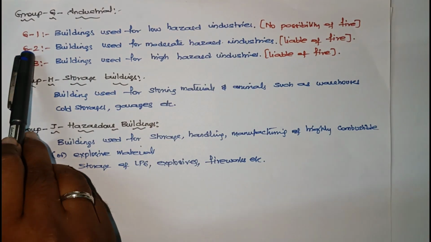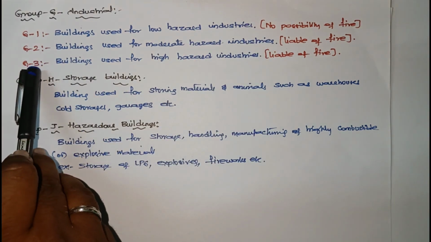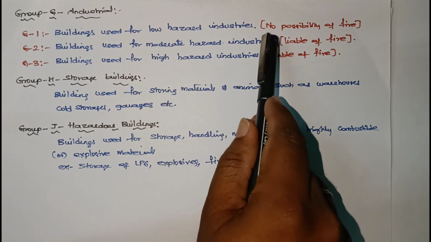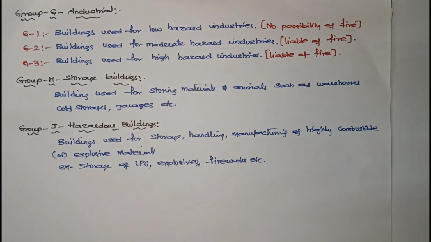Coming to G2, buildings used for moderate hazard industries, and G3 is buildings used for high hazard industries. These two have a liability of getting fire from the inside products which are available for processing any materials or products, right? All this comes under industrial building.